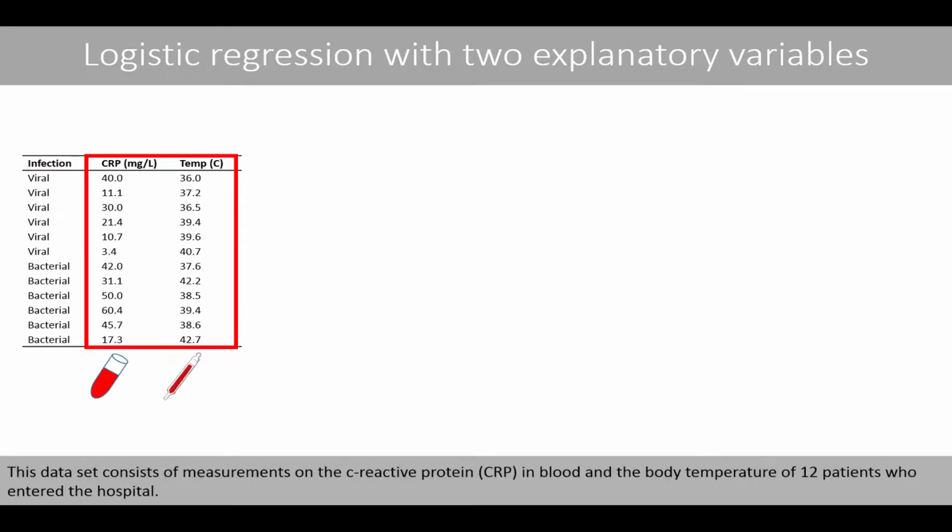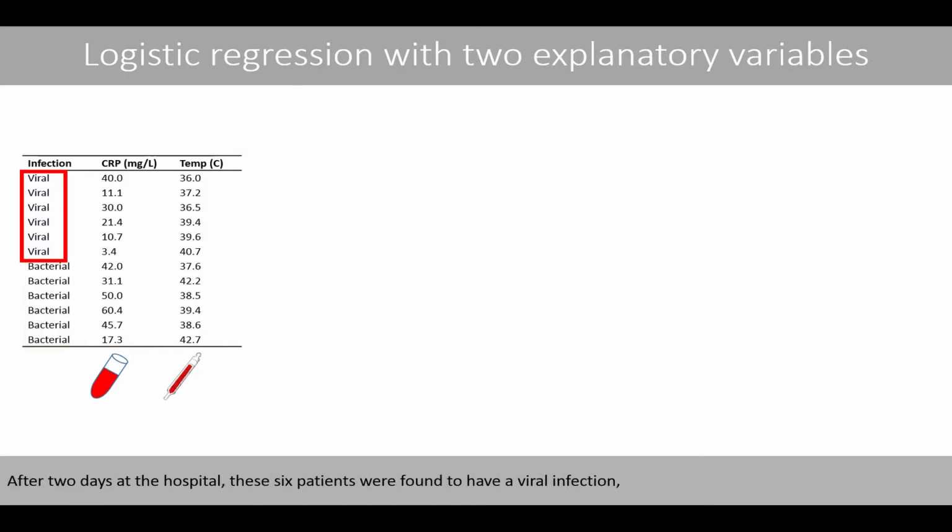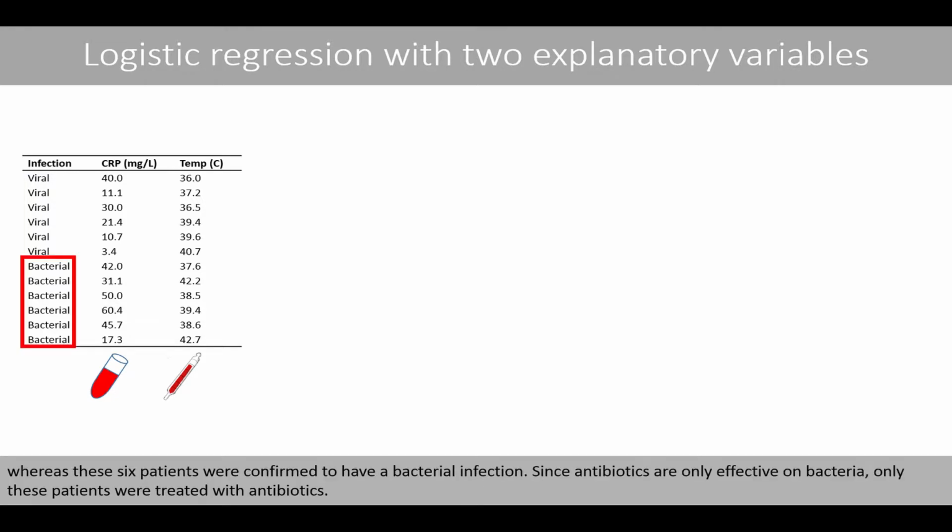This dataset consists of measurements on the C-reactive protein in blood and the body temperature of 12 patients who had entered the hospital. Once the patients had entered the hospital, the presence of bacteria and virus were analyzed from different samples. However, it usually takes several hours or days to determine if a patient has a viral infection or a bacterial infection. After 2 days at the hospital, these patients were found to have a viral infection, whereas these 6 patients were confirmed to have a bacterial infection.